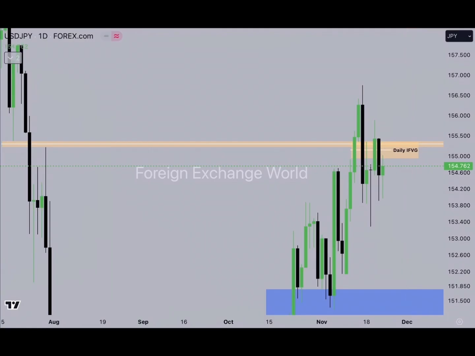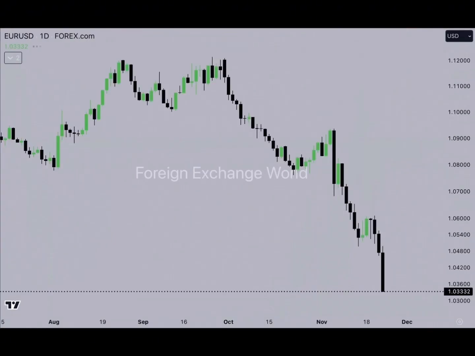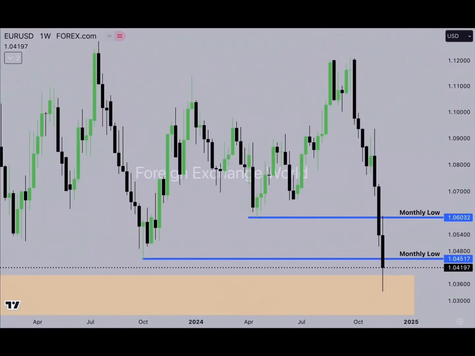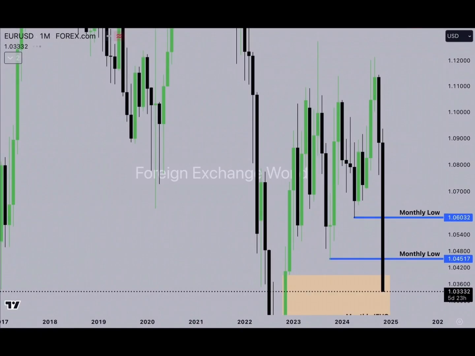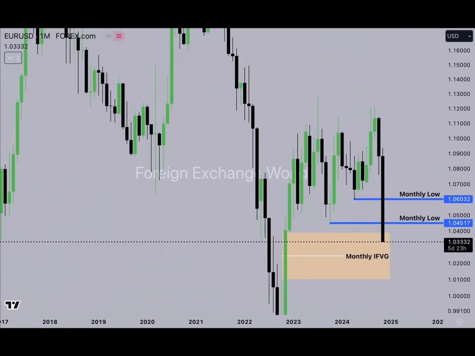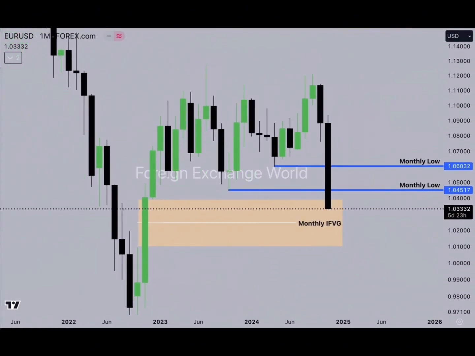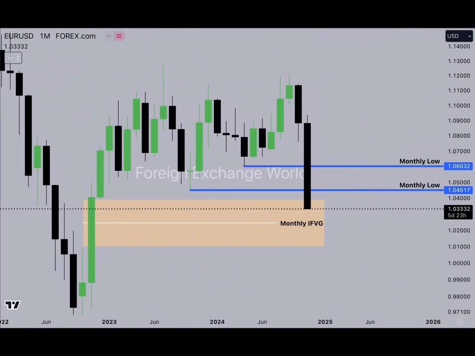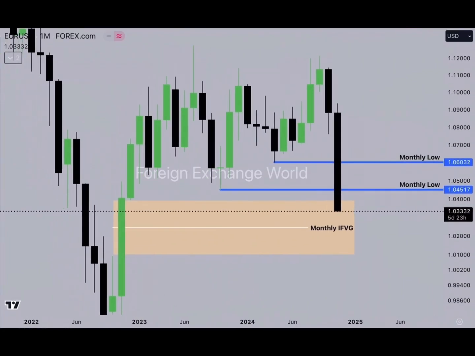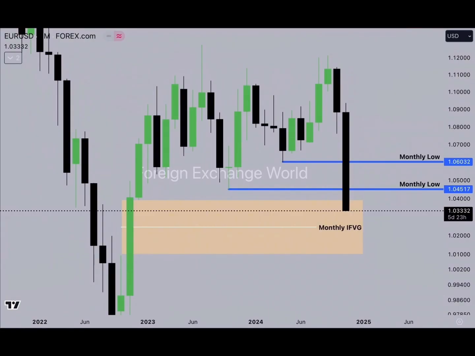Then let's go to Euro USD. Euro USD, just like GBP USD, is plunging lower. You can see that it hit this sell side liquidity of the monthly and this other sell side liquidity of the monthly.